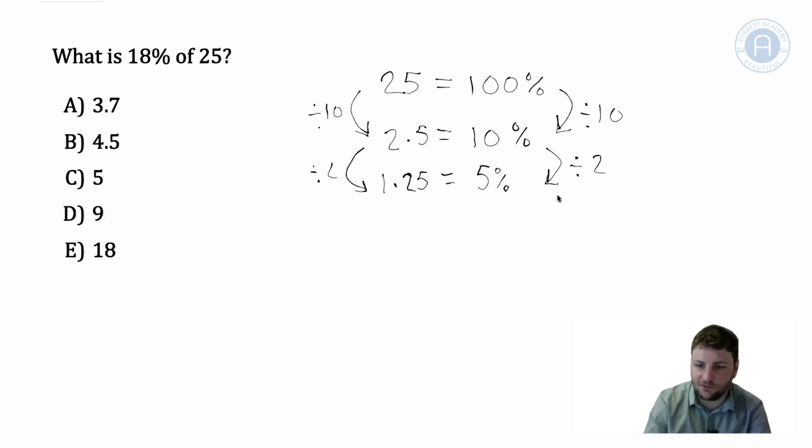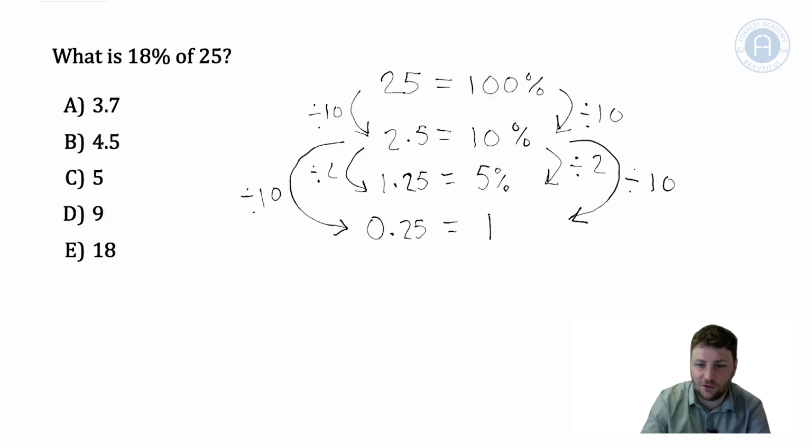And then 1%, in fact, 1%, I'll find 1% from 10%. What we'll do is we'll go from 10% and we'll divide by 10 to find 1%, because dividing by 10 is probably easier than dividing by 5, which will give me 0.25 as 1%.